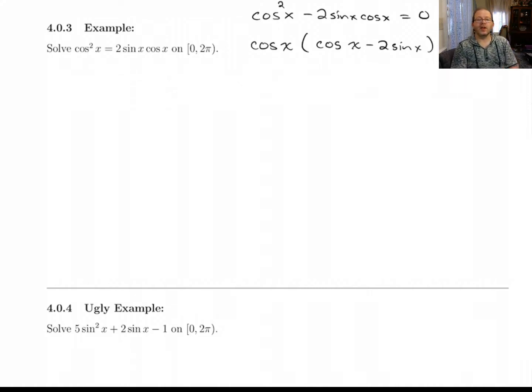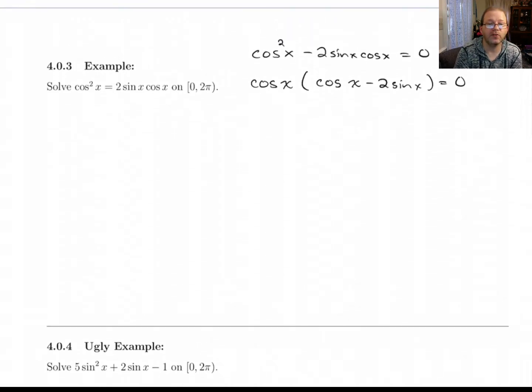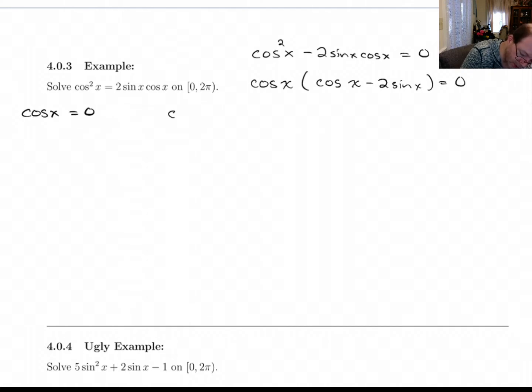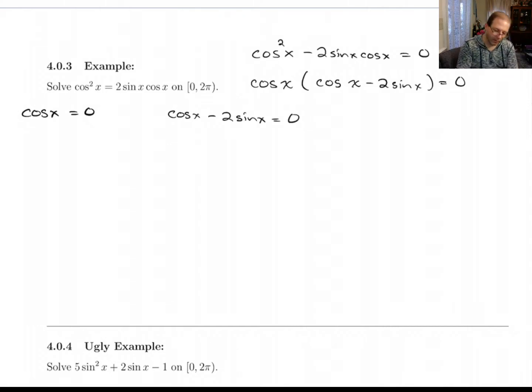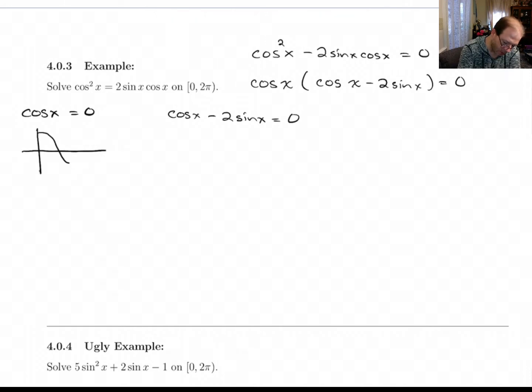So from here, I can set both of these things equal to 0 individually. I get cosine x equals 0. And then I'll also get cosine x minus 2 sine x equals 0. Okay, this one is easy. Cosine x equals 0. That's going to have a solution here and here. So the solutions there are pi over 2 and 3 pi over 2.